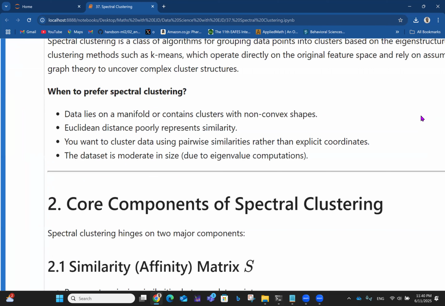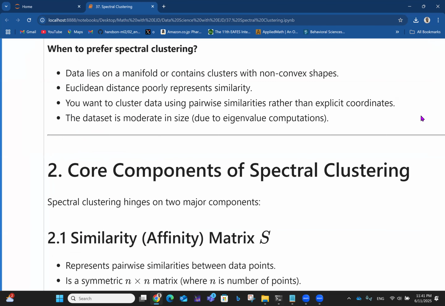Now, when do you go for spectral clustering? One reason is when data lies on a manifold or contains clusters with non-convex shapes, so that Euclidean distance poorly represents similarity, or when you want to cluster data using pairwise similarities rather than explicit coordinates. Also, the dataset should be moderate in size due to eigenvalue computations.